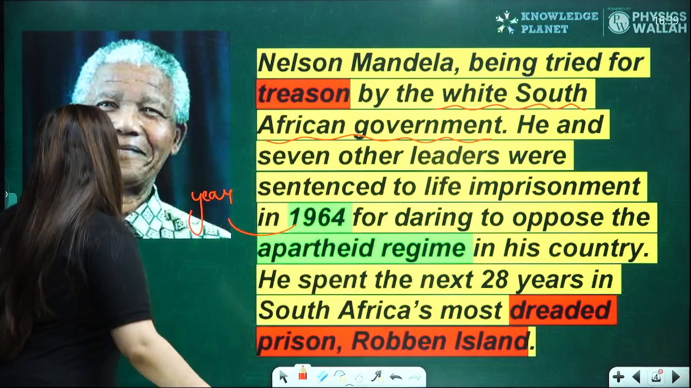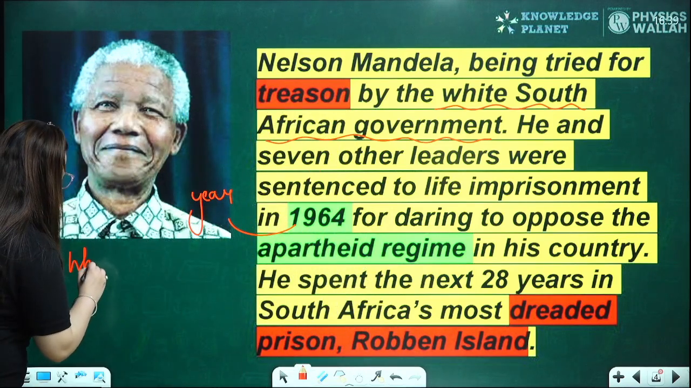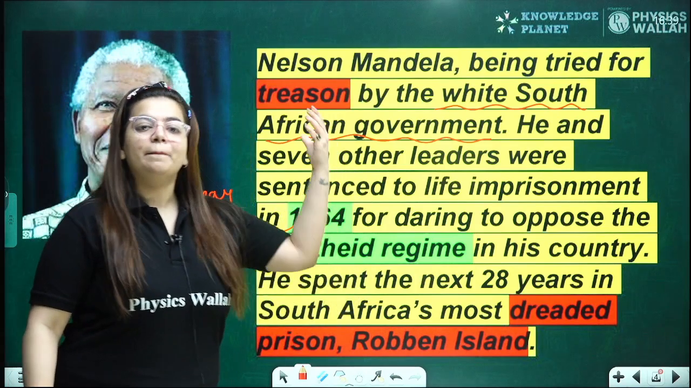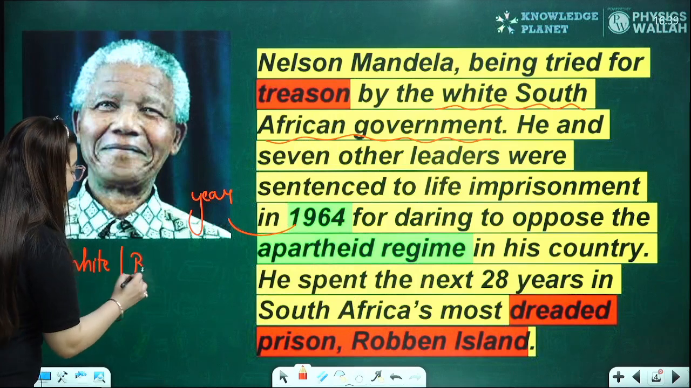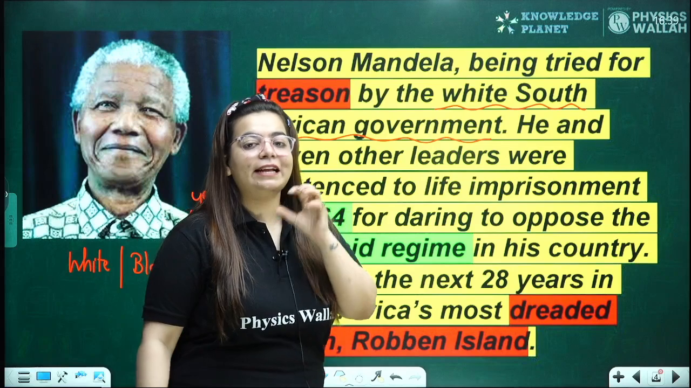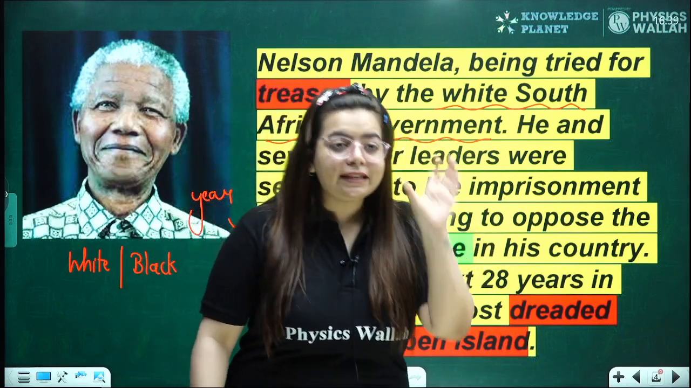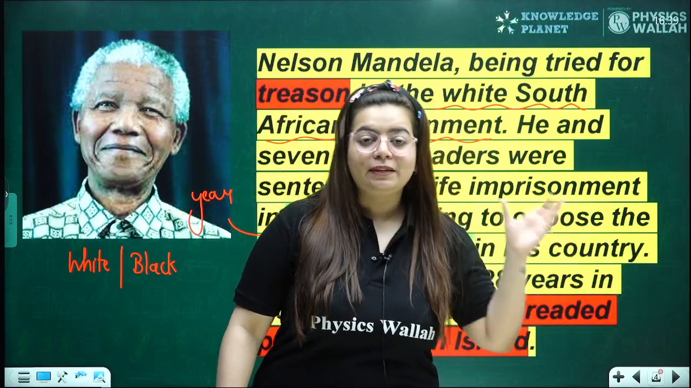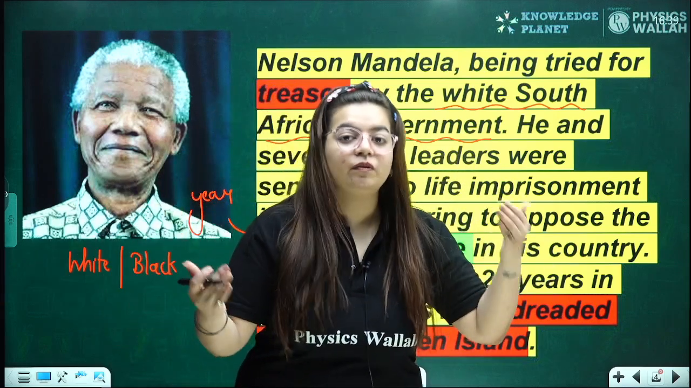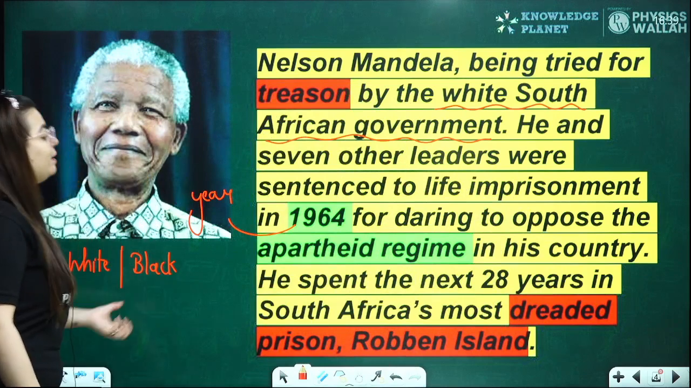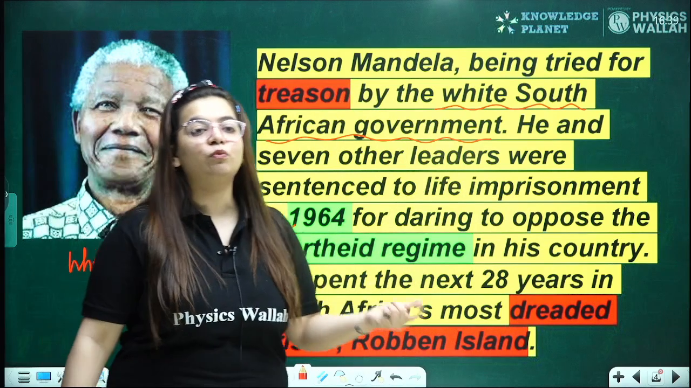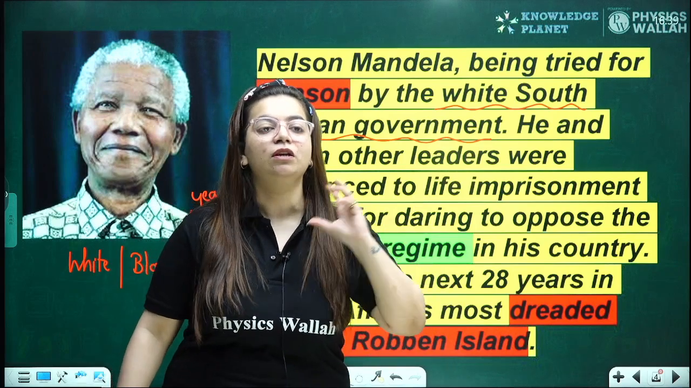So this was a distinction between whites and blacks which was created by the Europeans, or by the Britishers back then. And this racial discrimination between the skin color, this system is known as apartheid. But the apartheid system just means this? It is beyond that. We'll understand. So he spent the next 28 years in South Africa's more dreaded prison, and the prison was known as Robben Island.